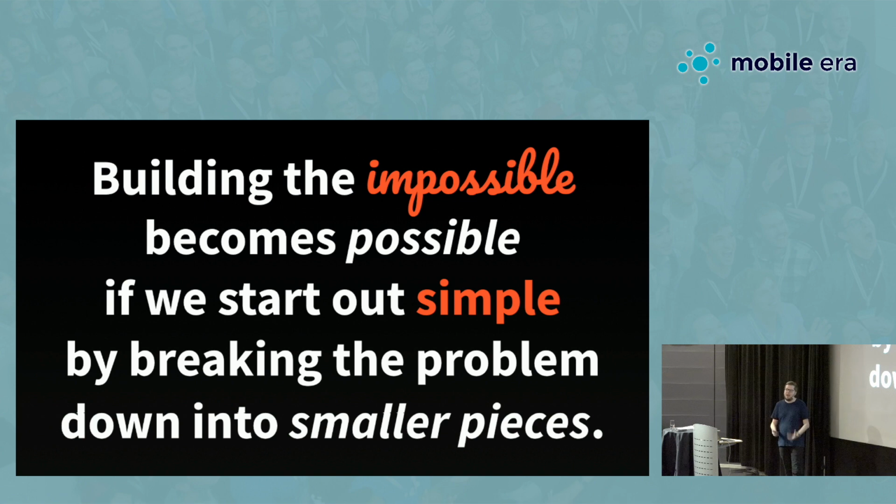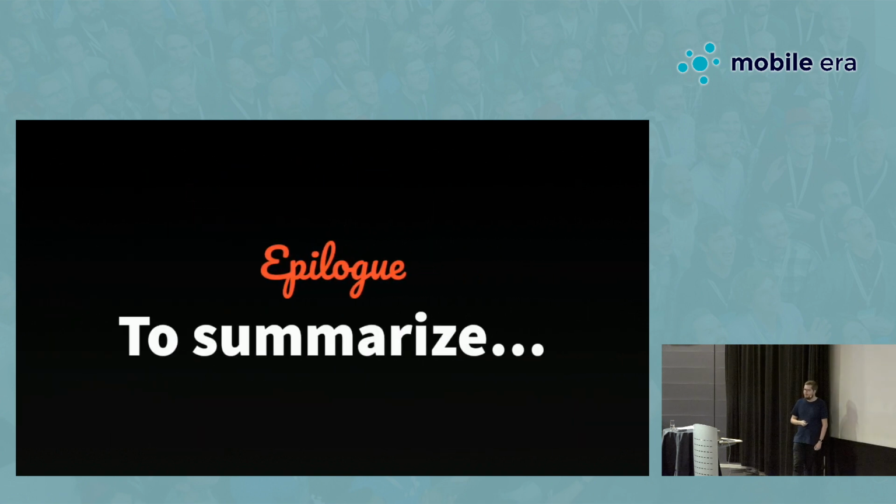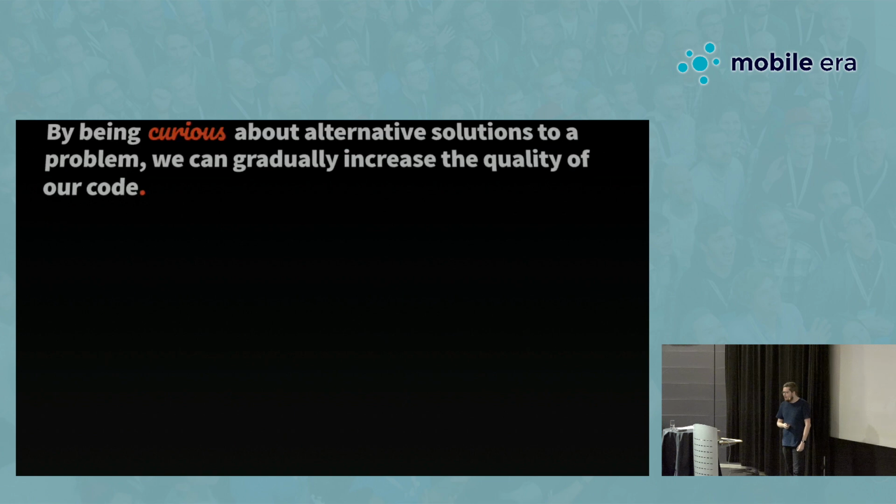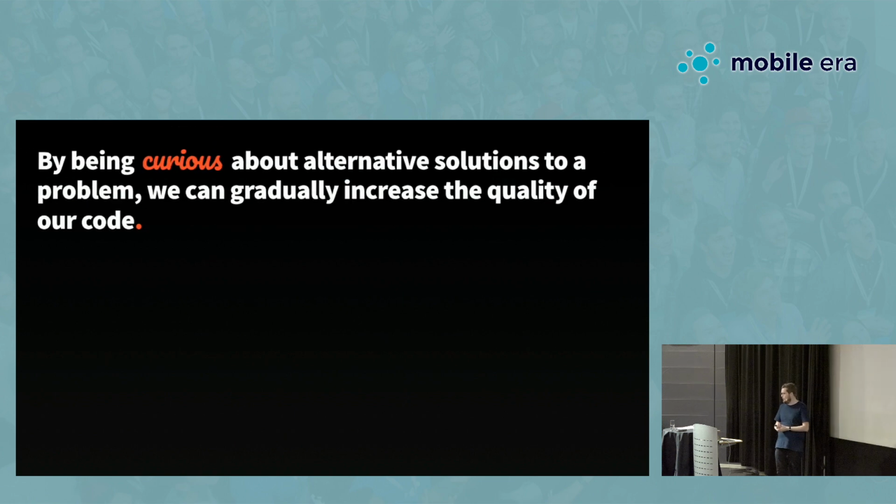And this can be extremely valuable to learn more about the tools that we use, how they work, and to experiment with different ideas. So, to summarize, by being curious about alternative solutions to a problem, we can gradually increase the quality of our code. Hopefully not increase the problems, decrease the problems. And this is what we talked about in the beginning. By not accepting the solutions that we've always used as the ones that we're always going to use, but instead trying out new things and challenging the norm, we can arrive at some really interesting new patterns and new techniques.